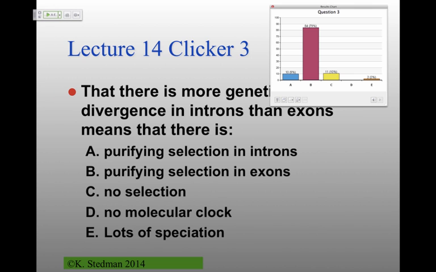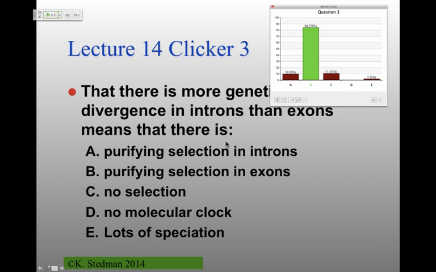Okay, I agree with most of you on this one, so I like that. The key here really has to do with a couple of different things. One is purifying selection. What's purifying selection doing? It means that things that don't work as well get purged or purified from your environment. So if you have these mutations that are not working as well, you're not going to have them. And so that is, of course, what's going on in exons, because that's what's coding for your protein.